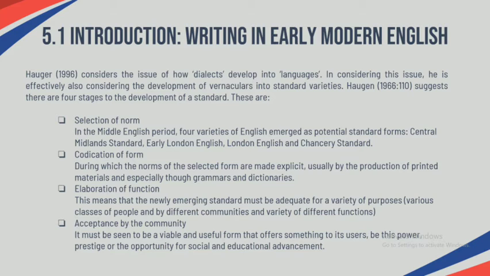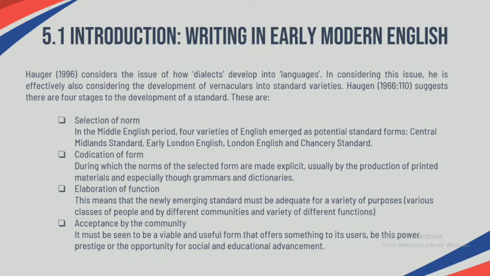In the Middle English period, four varieties of English emerged as potential standard forms. There are Central Midland Standard, Early London English, and Chancery Standard. And then the second one is codification of form. During this stage, the norms of the selected form are made explicit, usually by the production of printed materials and especially through grammars and dictionaries.